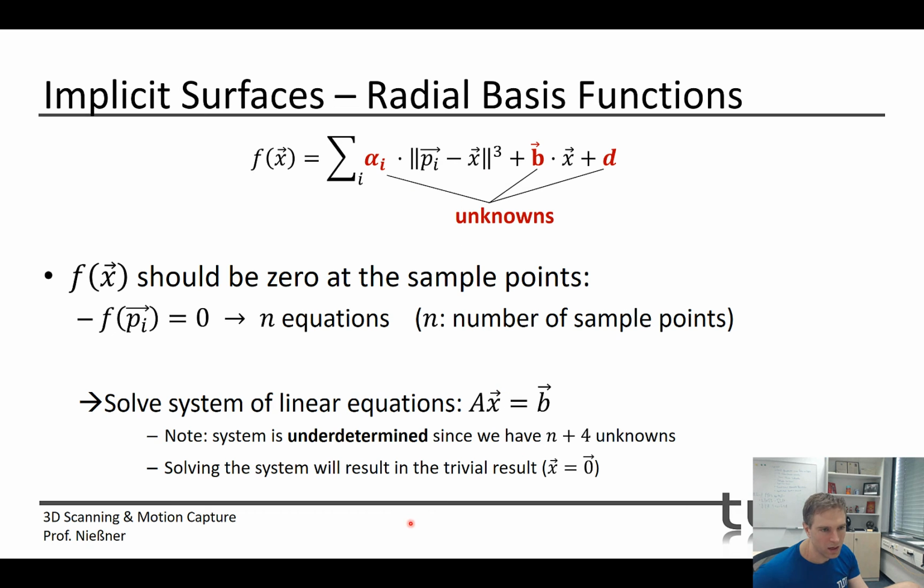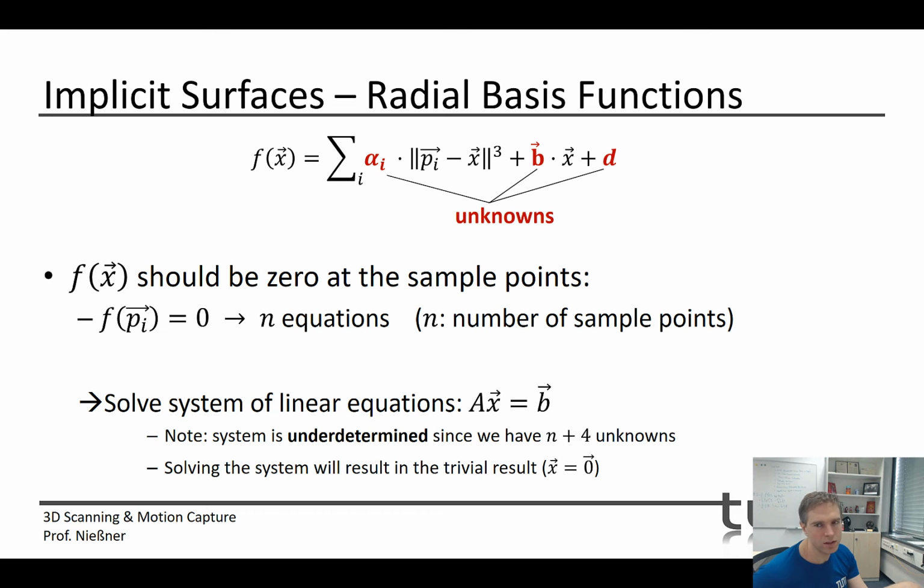Okay. All right. One issue that we're having here is this is an underdetermined system where we actually have n plus 4 unknowns. Why do we have n plus 4 unknowns? Well, we have this linear part here, so we have more unknowns than we actually have equations. And solving the system will result in a trivial solution if this x vector is equal to 0, which is a problem.